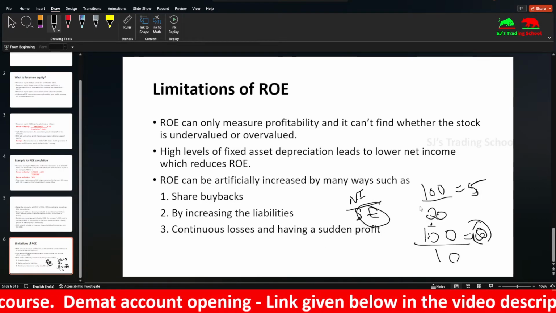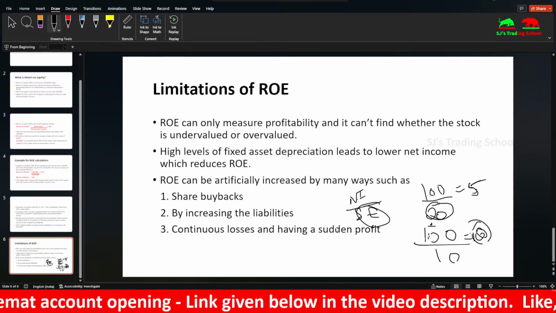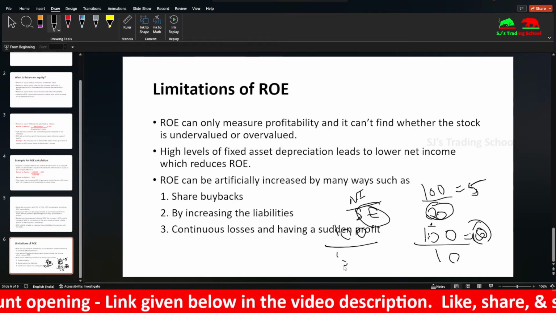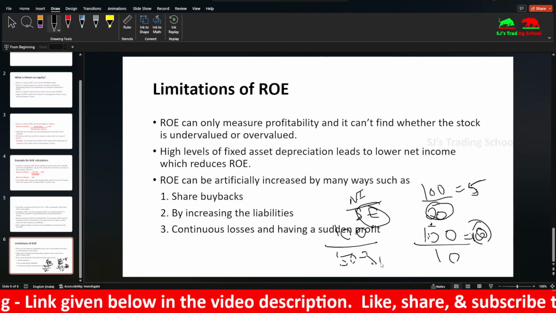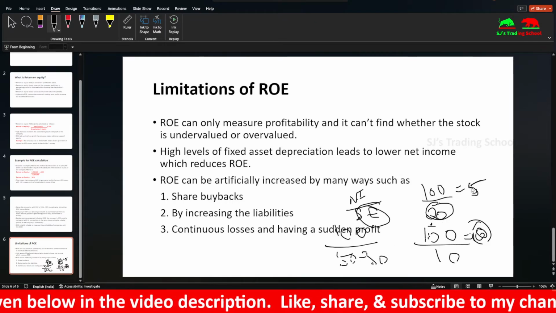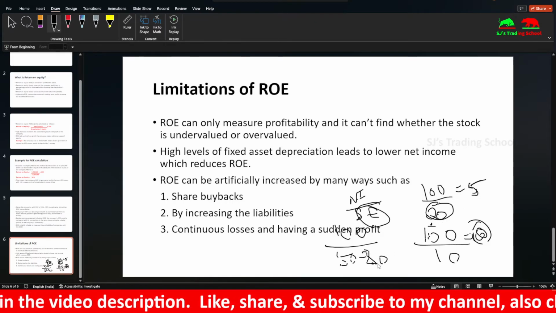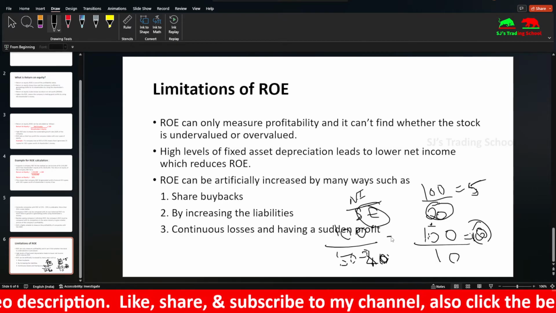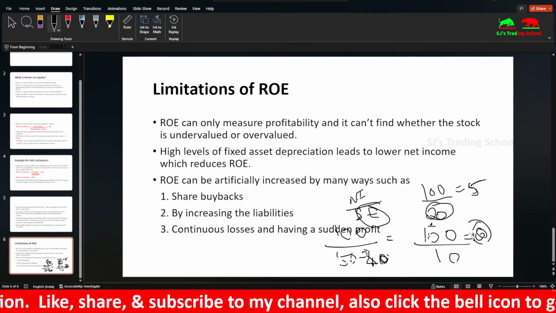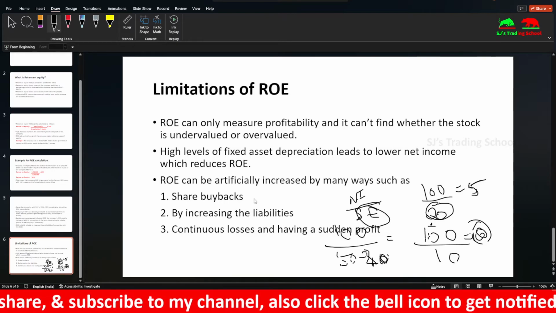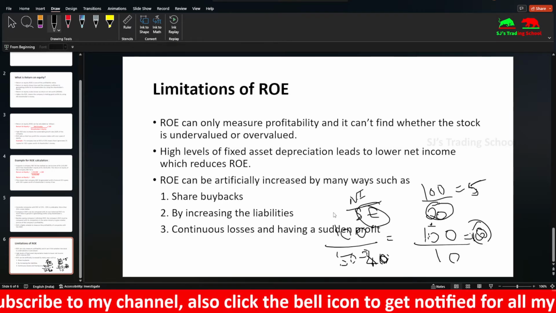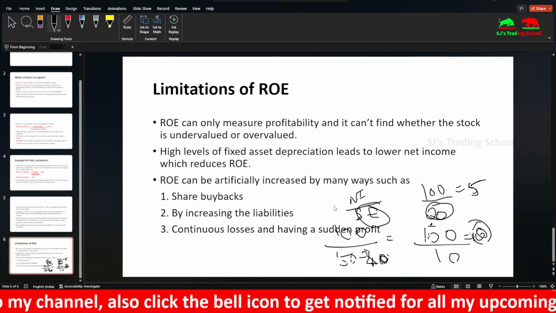So for example, this 20 value has 50 as assets and minus 30 as liabilities. So 20 comes, then the answer is 5. What if the liabilities are 40? Then the answer comes 100 by 10, which is equal to 10. So if the liabilities are increased, ROE can be increased artificially. It doesn't mean that the profit of the company is increasing.